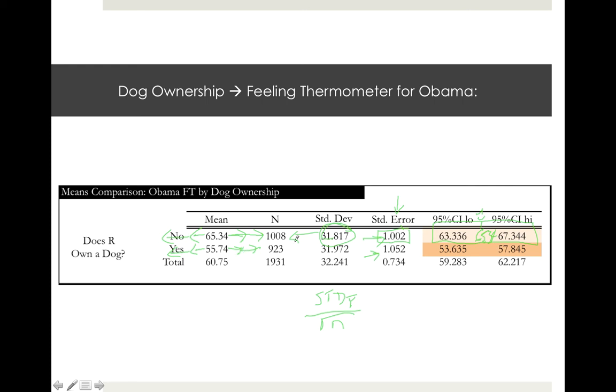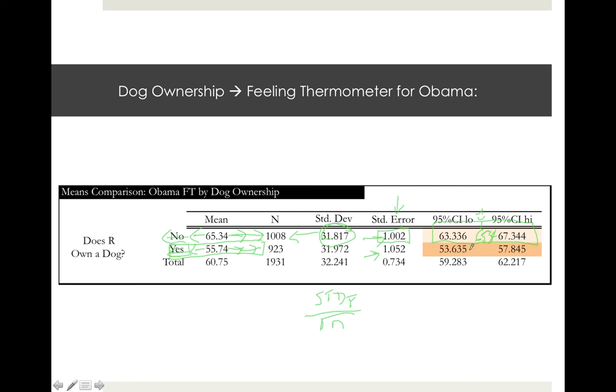Similarly, I can do the same thing. I can take the standard deviation divided by the square root of n and predict the standard error of y bar when x is equal to yes, or say when x is equal to 1. And that gives me, again, a standard error, and if I move 2 standard errors away, I can be 95% sure about a range of values for y bar when x is equal to yes.